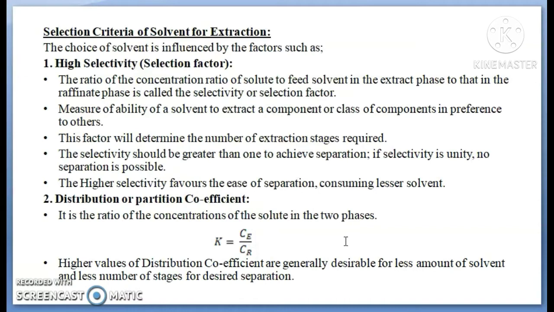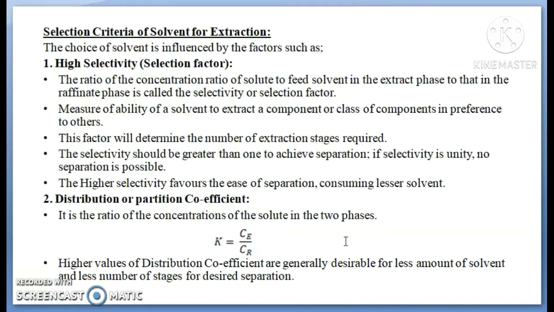The selectivity should be greater than 1 to achieve the separation. If the selectivity is unity, no separation is possible. The higher selectivity is always desirable to carry out the extraction operation for the ease of separation, consuming the lesser solvent. Second criteria is the distribution or the partition coefficient, which is also important.